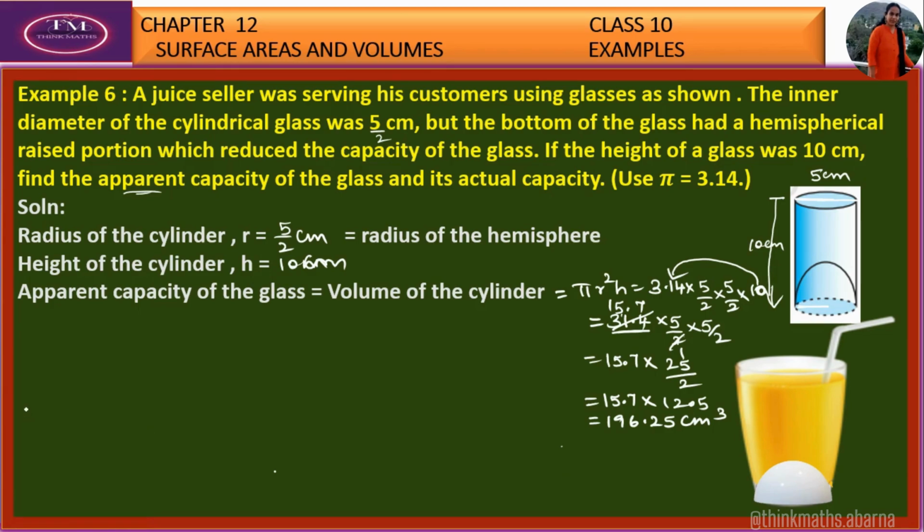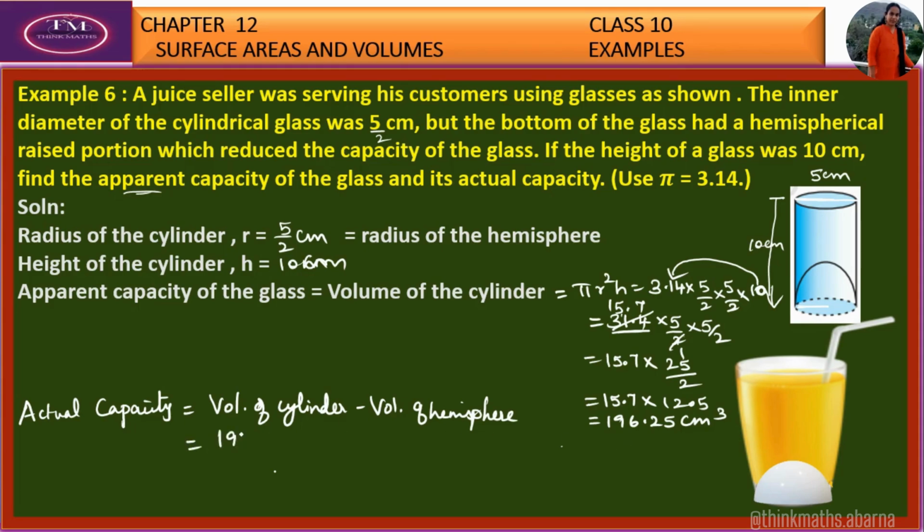So let us write actual capacity equal to volume of cylinder minus volume of hemisphere. So this is the actual capacity. What is volume of cylinder? It is 196.25. Volume of hemisphere. What is the volume of hemisphere formula? It is nothing but 2 by 3 pi r cube. So 196.25 minus 2 by 3.